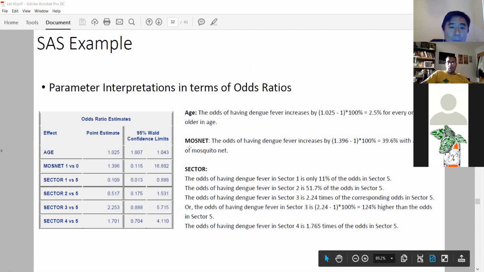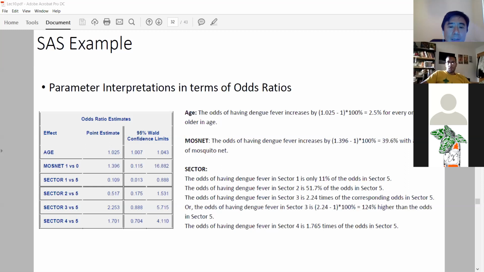But for the binary variable, which is the use of a mosquito net, you have to compare between two groups. Using a mosquito net is the reference, and this value means the odds of having dengue fever increased by 39.6% with the absence of the mosquito net.